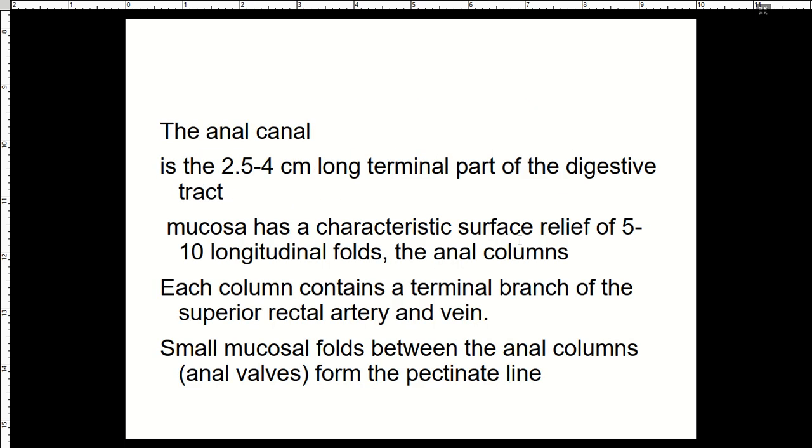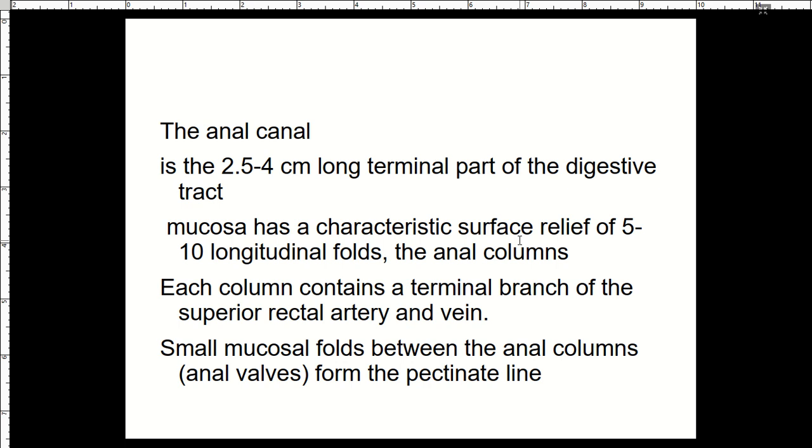Now let's take a look at the anal canal. An anal canal is about 4 centimeters long. It's the terminal part of the digestive tract, right? And its mucosa has folds, longitudinal folds, that are called anal columns. Each column contains a terminal branch of the superior rectal artery and vein.